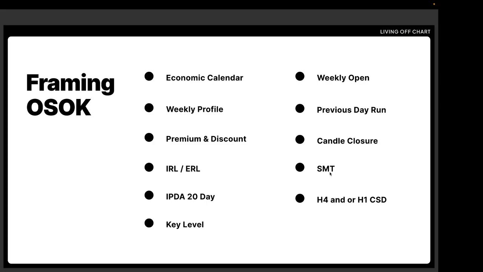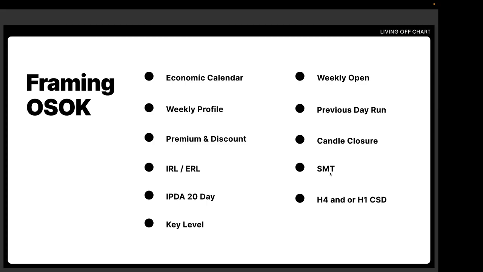You've got the economic calendar. This is going to help us in determining the high and low of the week, or when a distribution or accumulation is going to take place. We're going to look at the weekly profile, which is one of the most important things when you're framing your one shot, one kill. Premium and discount, internal and external range liquidity. We're going to be looking at IPDA's 20-day look back to make sure we're in a deep premium or discount. We're going to focus on a key level for the high or low of the week to form.